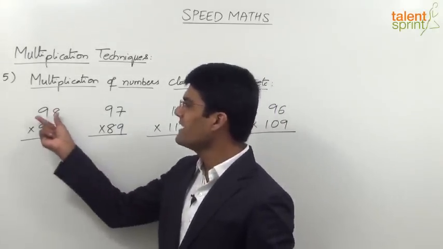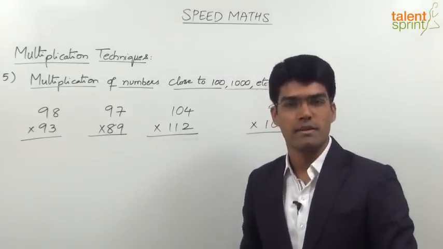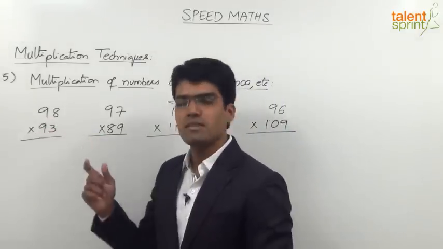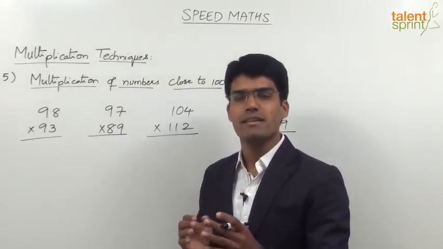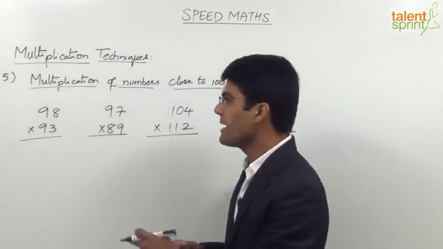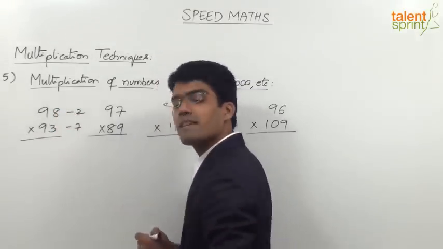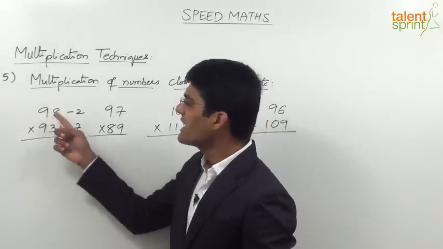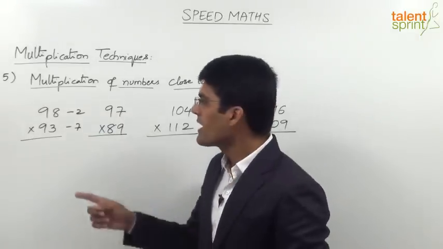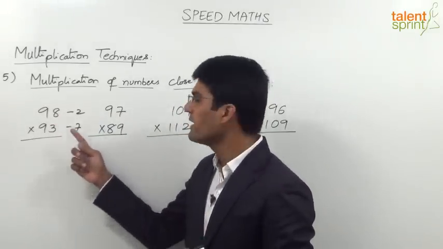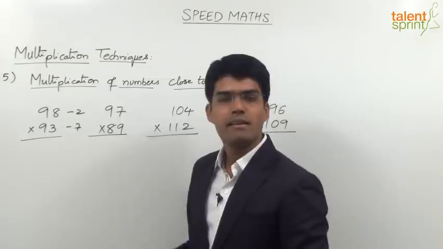The first one here is 98 into 93. As you can see here, both the numbers are close to 100. Now what we do here is, as both the numbers are close to 100, we can take the base as 100. That means we need to understand what is the distance of these two numbers from 100. For example, 98 is nothing but 100 minus 2 and 93 is 100 minus 7. So the first step here is we need to check the distance of these numbers from 100 or from 1000 as the case may be. So here, as the base is 100, we are checking the distance from 100. So 98 is 100 minus 2 and 93 is 100 minus 7.